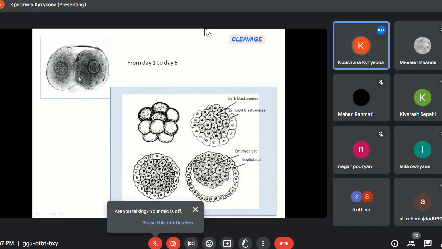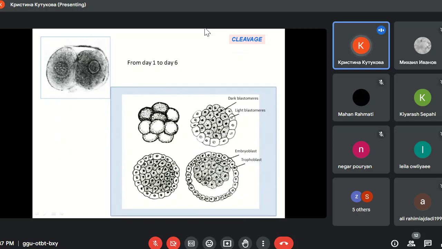Blastomeres are not equal. Some of them are lighter, some of them are darker. Darker ones divide not so fast. They divide slowly, and they are larger than lighter ones, and so lighter ones divide faster, and they grow around these darker ones from outside. Those which are darker and larger will become the so-called embryoblast, and those which are smaller, at the periphery, will be called trophoblast.